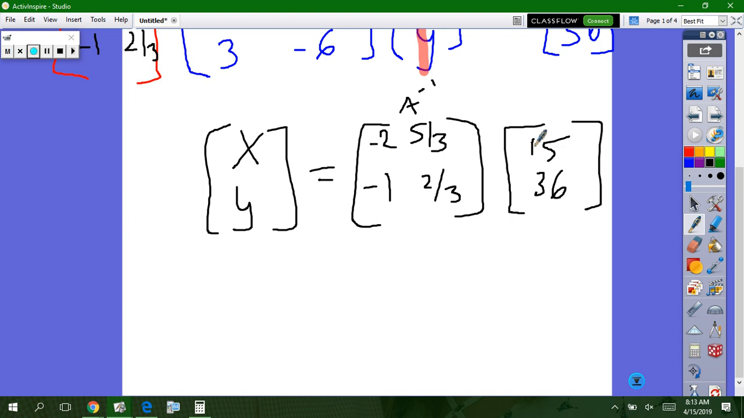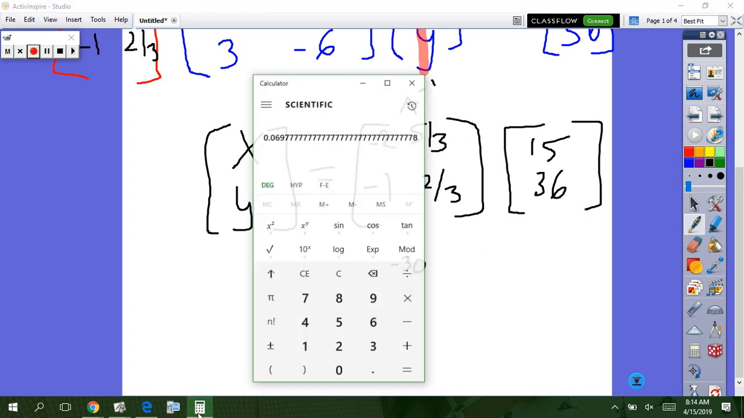Negative 2 times 15. What does that become? Negative 30. Good. 5/3 times 36 is 60. If anybody wants to check it out, pretty sure that's what it is. Here, I'll even show you right here. 5 divided by 3, times that by 36, is 60. Everybody good with me on that?